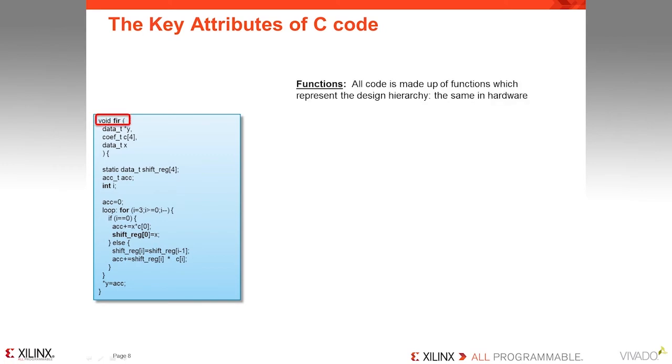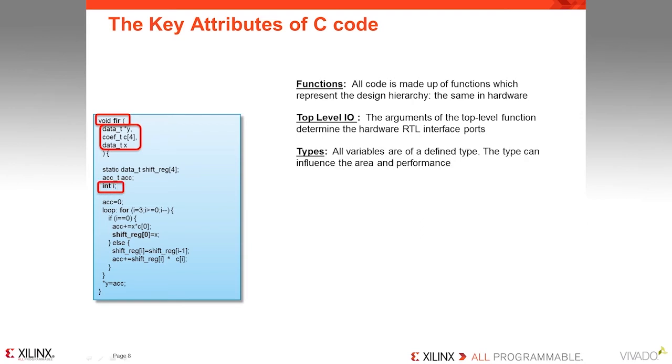All C code contains functions. As we'll see, these functions represent the hierarchy in the design. The top-level arguments to functions will become the I/O ports in the RTL design. All C code is full of types. These types influence the area and the performance because they define the size of the operations.